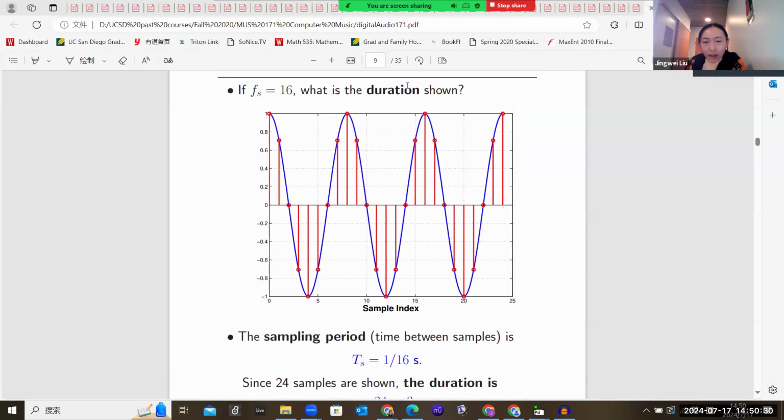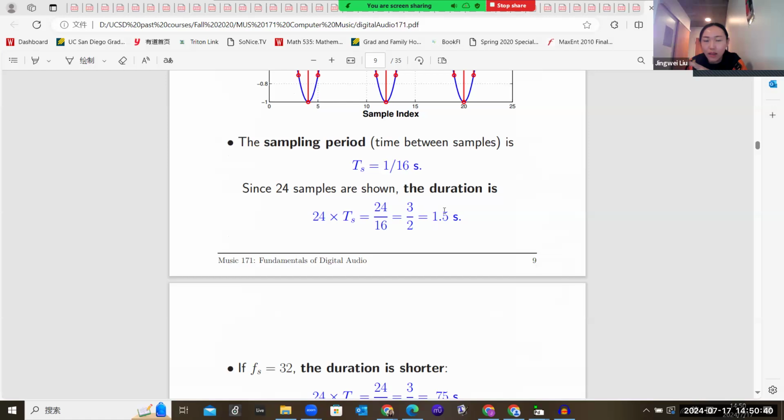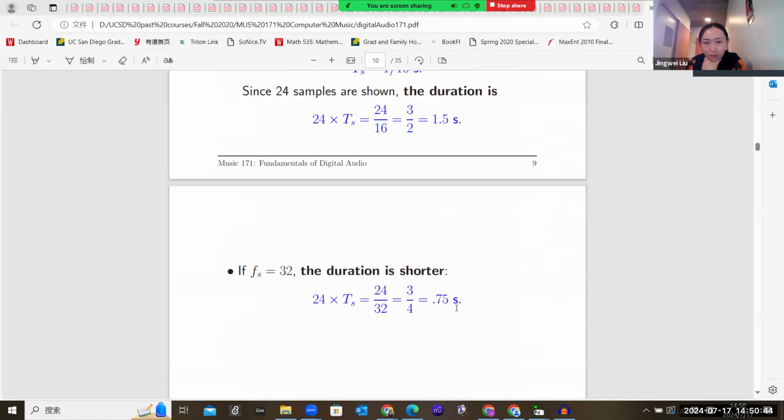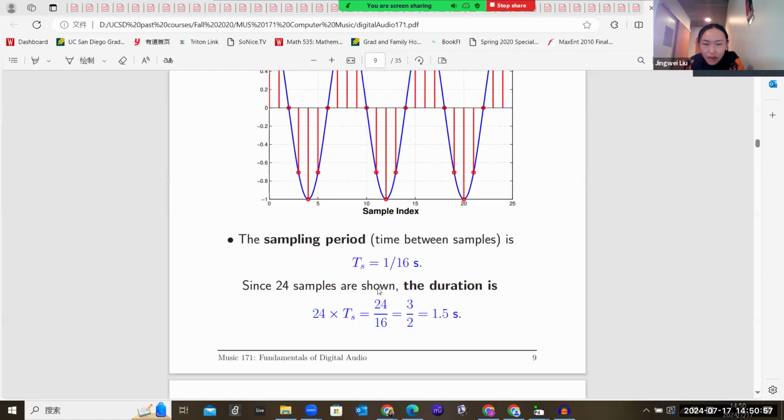So here I ask the duration, which means the total duration. So here is 1, 2, 3, right? It's 3 cycles. Therefore, the period is 0.5, so 3 times 0.5 is 1.5 seconds. Okay. And it asks, what if Fs is 32? The duration is shorter, right? It's half the duration.